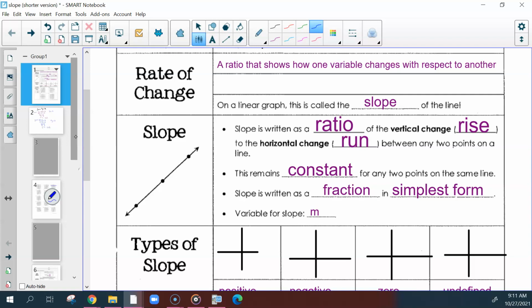For the rate of change, it says a ratio that shows how one variable changes with respect to another. On a linear graph, this is called the slope of the line. So rate of change and slope are interchangeable words.